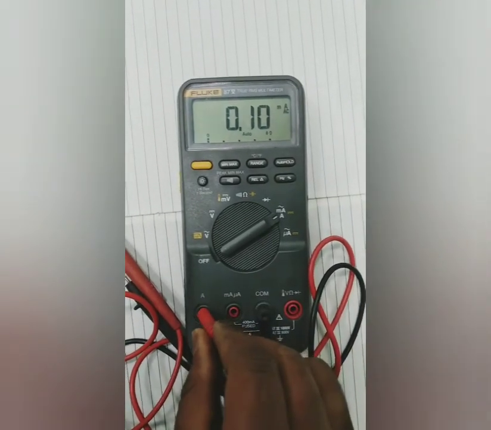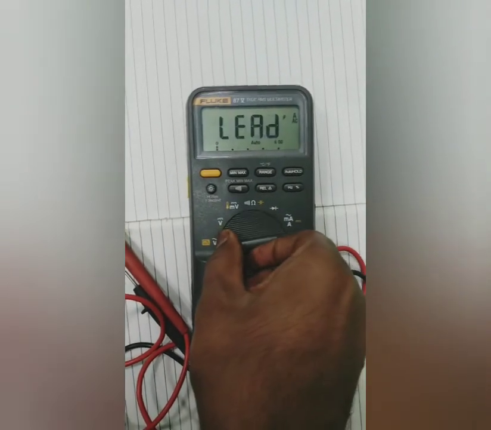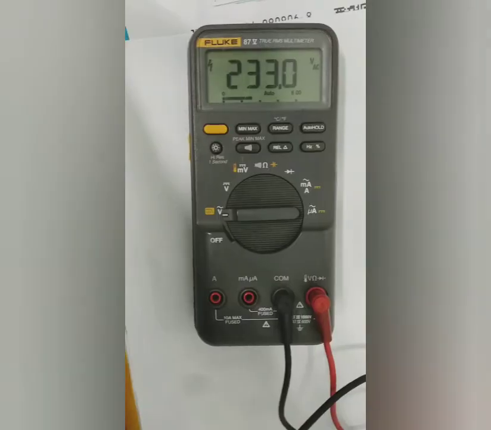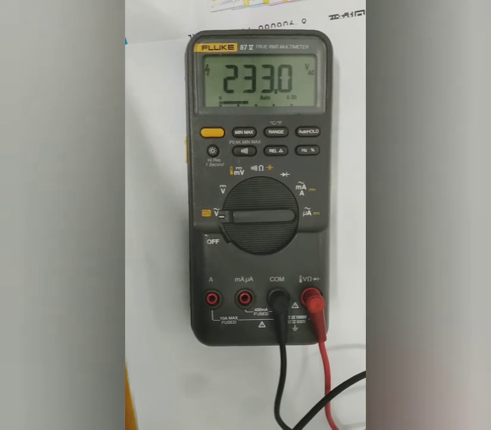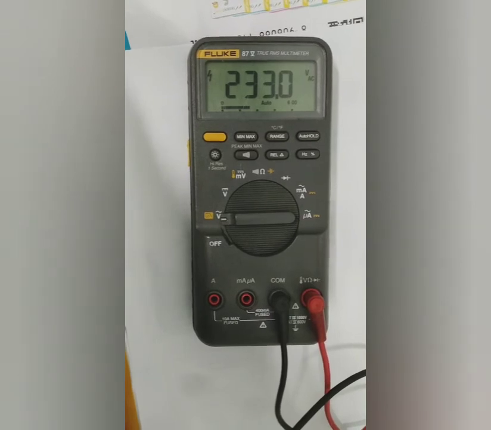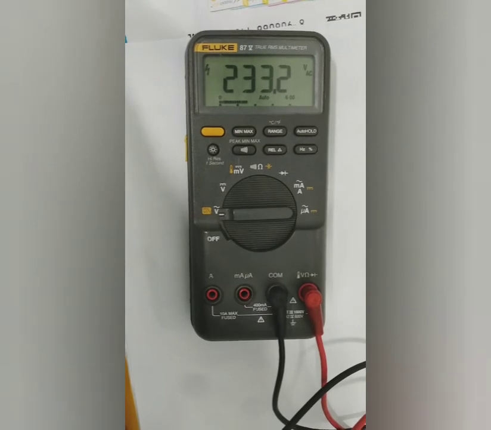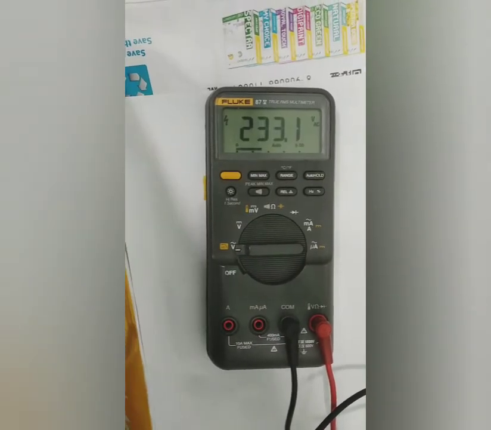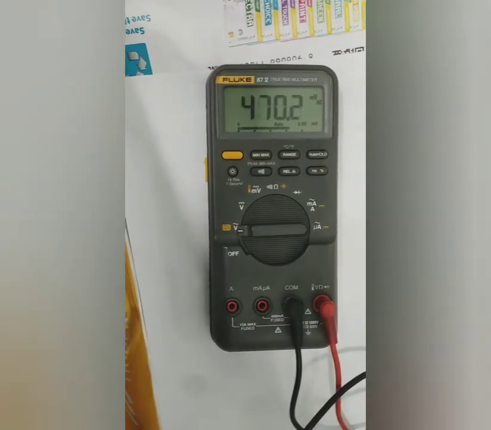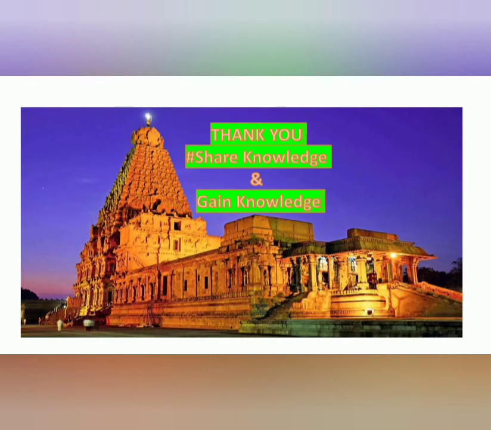Next, for measuring amps, I have kept the common as black color, and I am changing to milliamps and amps. Now I am measuring the voltage level. I just measured the voltage from nearby sources. First I am checking neutral and phase, and at that time I am getting 230 volt. Now I am checking neutral and earth, where the voltage level is nearly equal to 0.